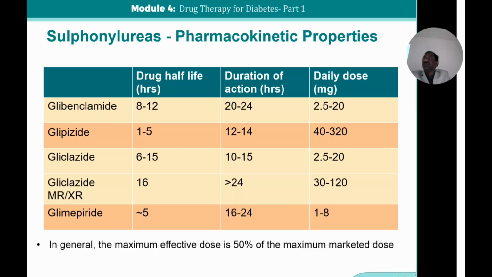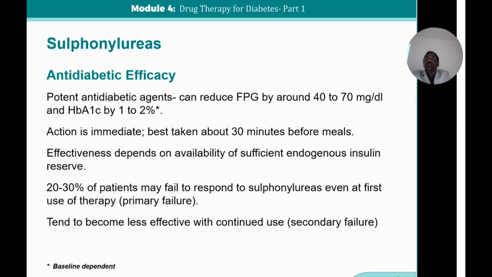So these are the duration of the hours. That is the reason we give once in a day or etc. Anti-diabetic efficacy. See the potent anti-diabetic agents. How much percentage HbA1c reduction? So what is the other drug that reduces 1 to 2%? So metformin and sulfonylureas, these two are the very potent hypoglycemic agents. So action is immediate, better taken about 30 minutes before meals.